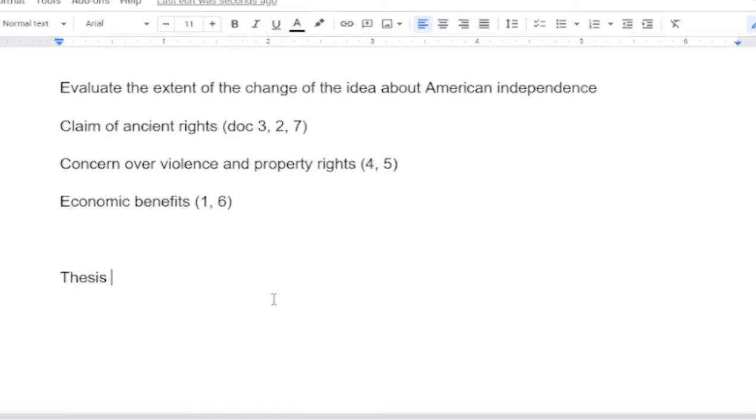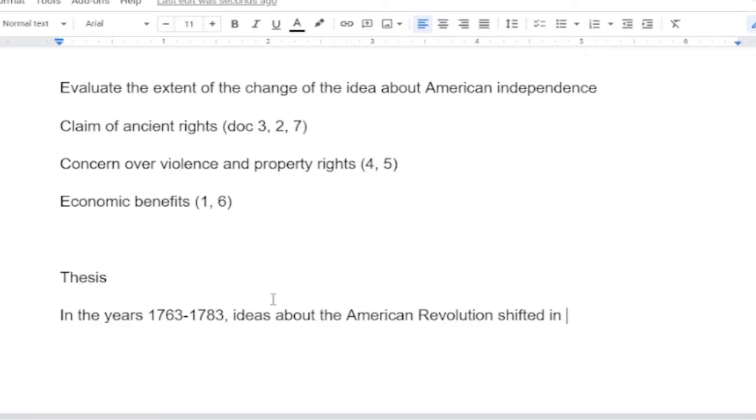In the years 1763 to 1783, which is when the Treaty of Paris was signed, so that's the years of the American Revolution, ideas about the American Revolution shifted in the direction of independence versus previously being part of, sorry, what am I talking about? The British Empire.